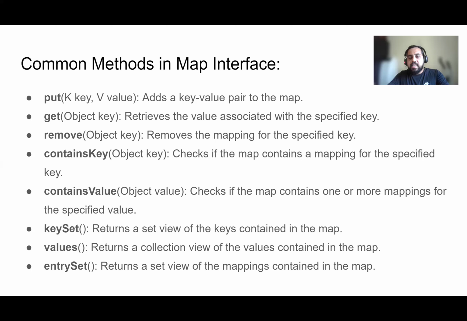keySet returns a set view of the keys contained in a map. What are the keys we have in the map? They will be converted into a set, meaning you get a set view if you use the keySet method. Values is a method which will return a collection view of the values contained in the map. EntrySet will return a set view of the mappings, both key and value mappings, in a set view. In our previous class, we discussed the set interface and how to use set. Please go and watch it so you have a complete idea of how set works.